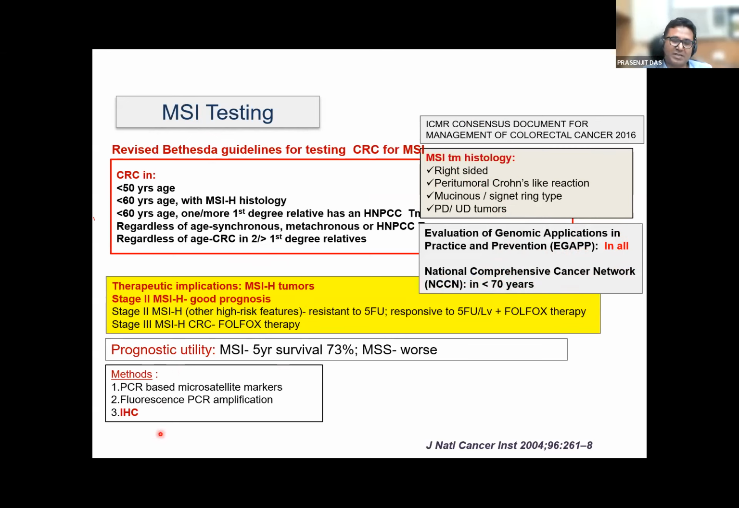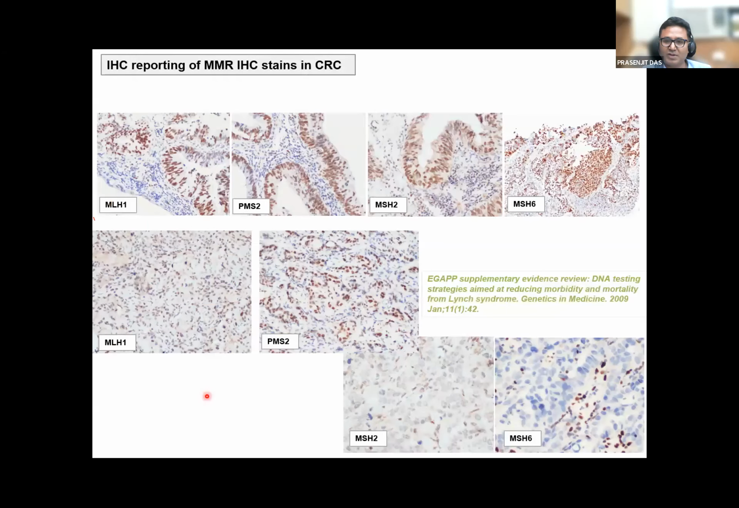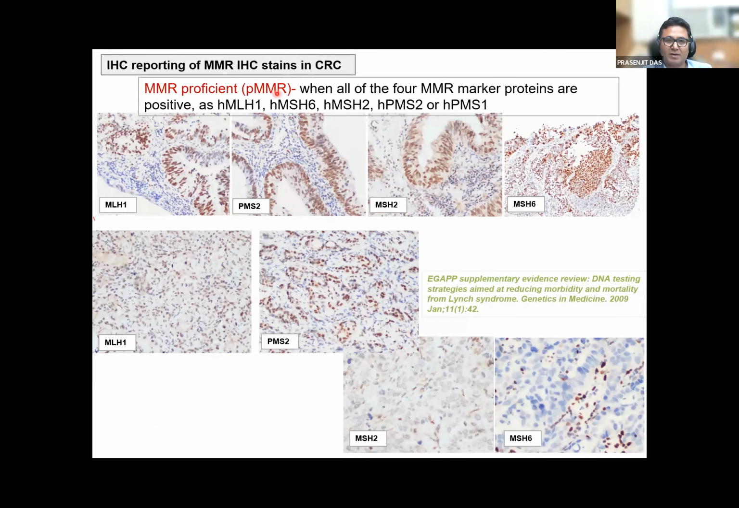Now, what are the methods? The most convenient and most reproducible is the IHC, but we can also do PCR analysis. I am showing you two scenarios. This is a colonic adenocarcinoma where you can identify all four proteins expressed in the nuclei: MLH1, PMS2, MSH2, MSH6. So I'll interpret this case as MMR proficient. On IHC analysis, we never say this is microsatellite unstable or microsatellite stable. We call this MMR proficient when all four are positive.